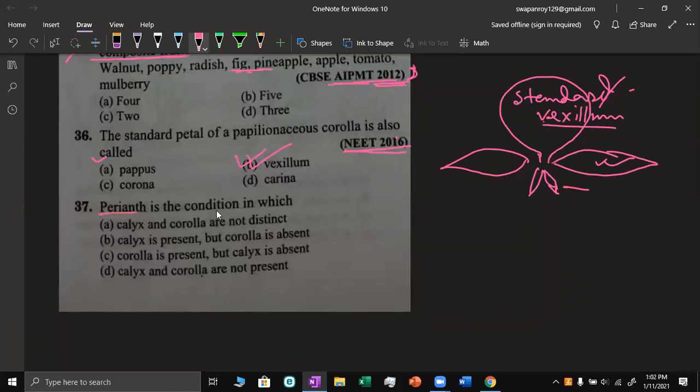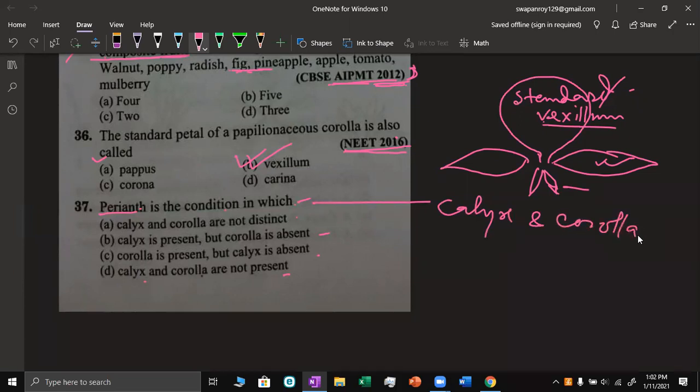Perianth is the condition in which calyx and corolla are not distinct. Calyx is present but corolla is absent. Corolla is present but calyx is absent. Calyx and corolla are not present. Okay, so which one? Perianth is a common term for calyx and corolla.